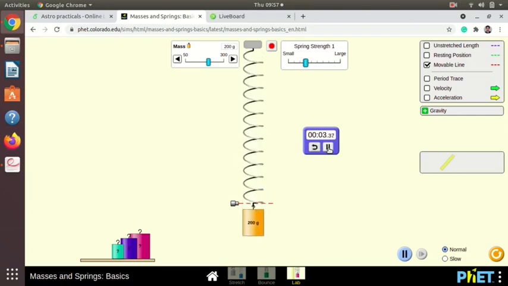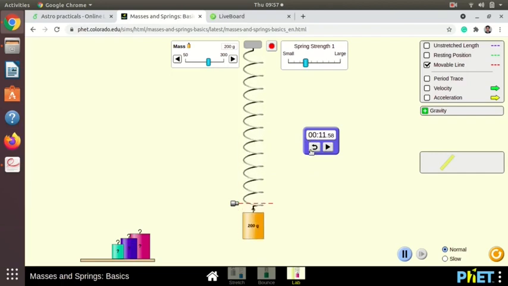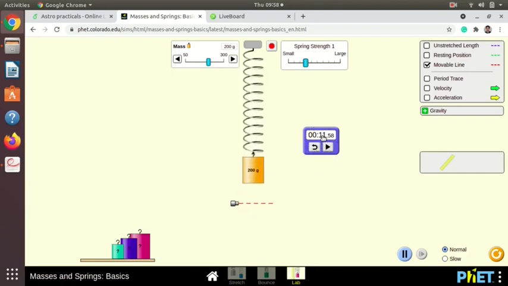1, 2, 3, 4, 5, 6, 7, 8, 9, 10. Okay, so I have stopped the timer after 10 oscillations, so that you can note the time for 10 oscillations, and then you can find out the time period for one oscillation. You have to note down for each mass what the time period is.